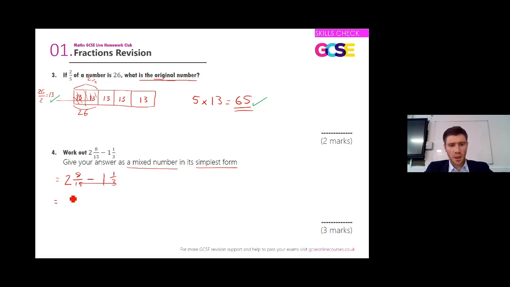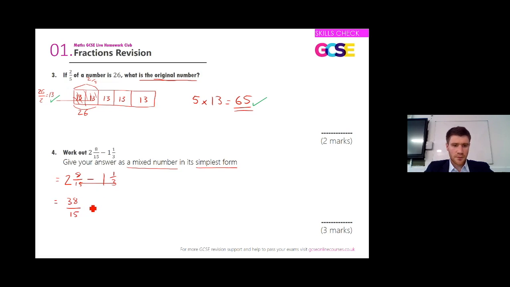Okay, so now what I'm going to do is convert this mixed number into an improper fraction. Like before, I'm not going to write it out this time. I showed you the working out in question 1, but it's the same idea. So 2 times 15 plus 8. 2 times 15 is 30, plus 8 is 38. 38 over 15.